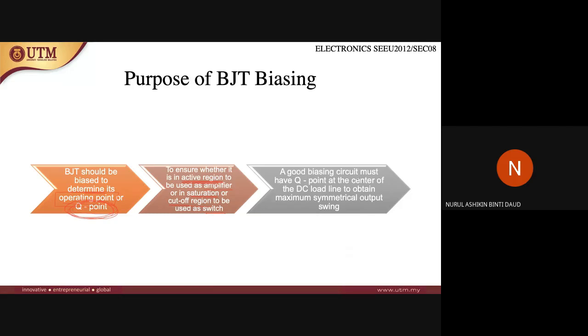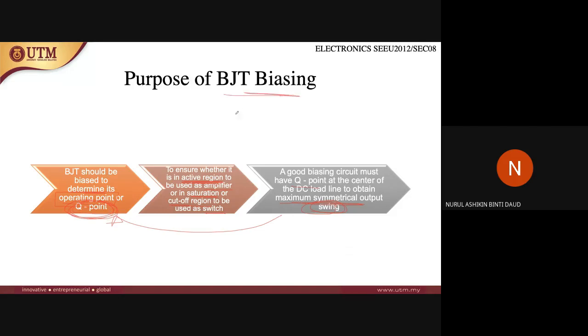A good biasing circuit must have the Q point at the center of the DC load line to obtain maximum symmetrical output swing. So you want to have maximum output. Okay, so that's why you need to know the Q point. In order for you to know the Q point, you need to know the BJT biasing.